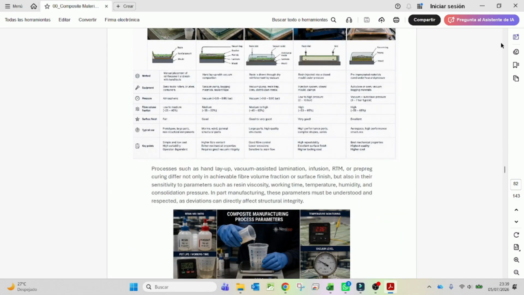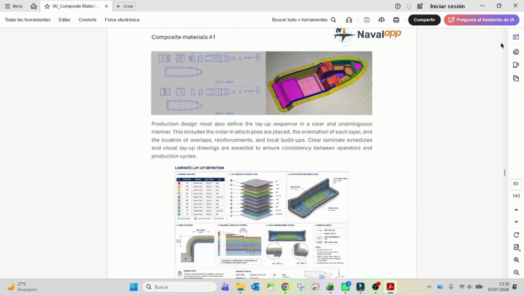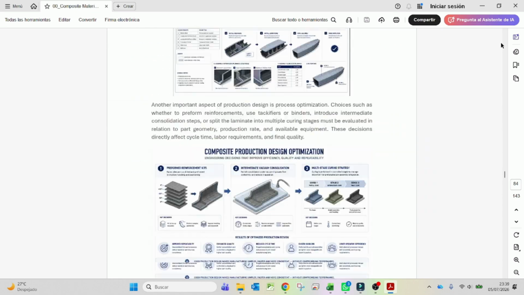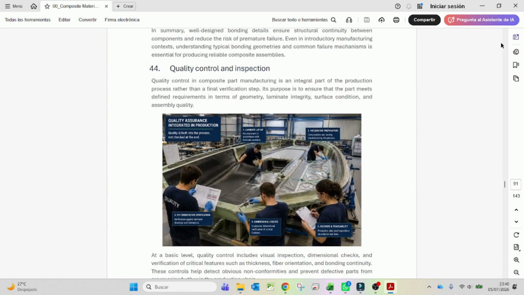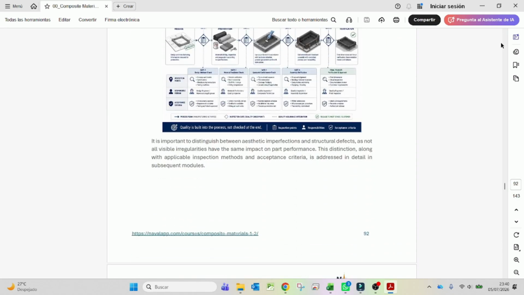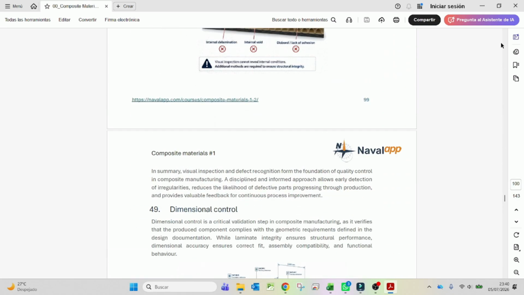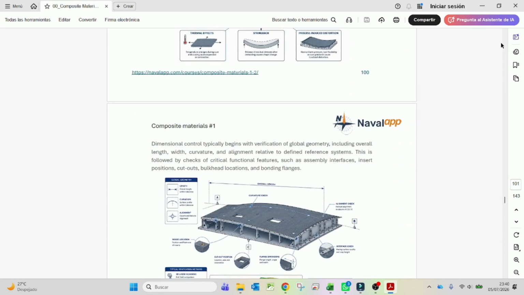My goal is that long after you have completed the course, these materials continue to be a useful engineering resource that you can come back to whenever you are working with composite structures. I hope you find them valuable and that they become a reference that you will use for many years to come.